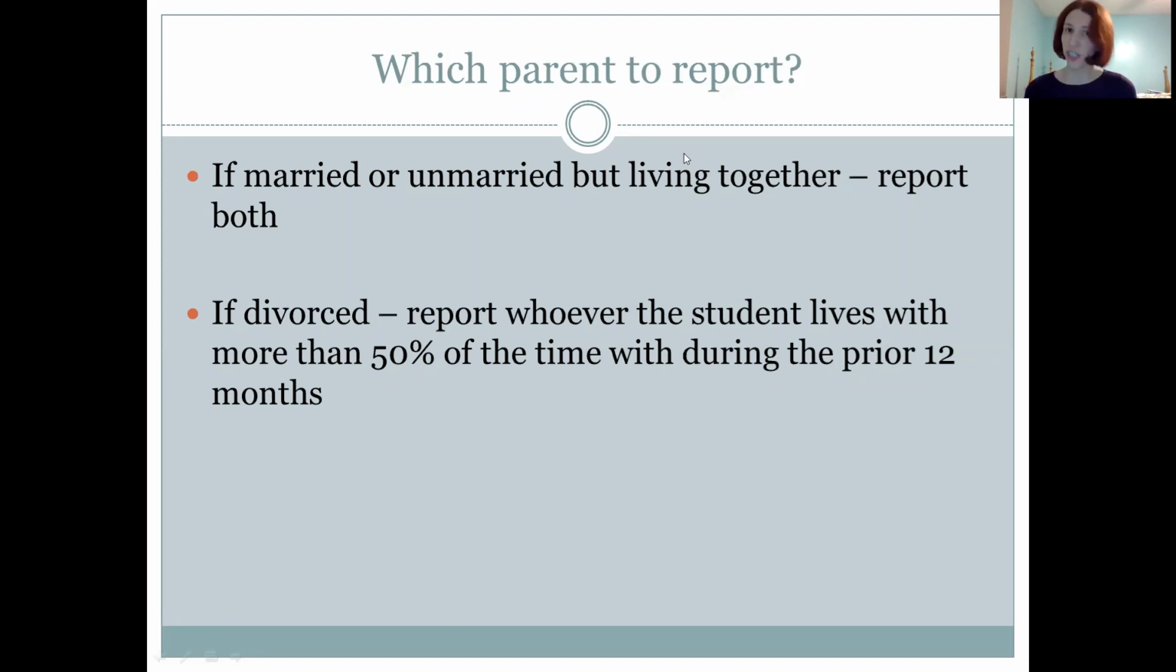Now, there's 365 days in a year. Technically, it can't really be 50-50, but I know there's some legal agreements and custody agreements that say it's half the time here, half the time there. So if that's the case, the parent you would then report would be whoever provides the most financial support for the student during those prior 12 months. And this could be anything from child support or health insurance. If the student is on a parent's health insurance, that would be counted towards the amount of support. So that is who you would report.